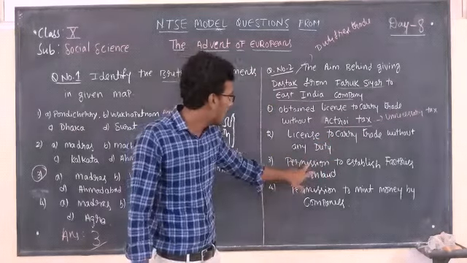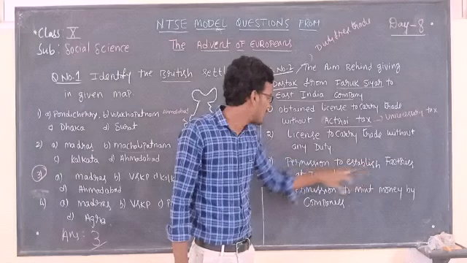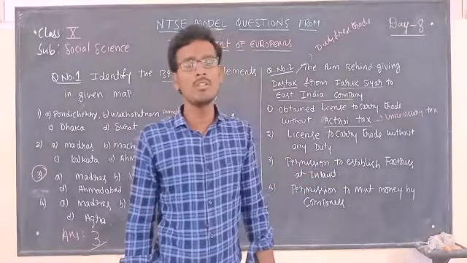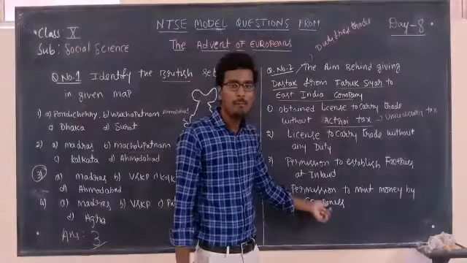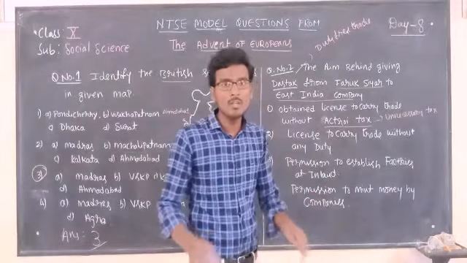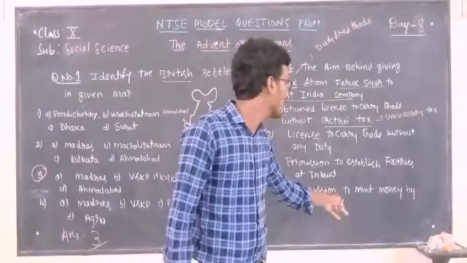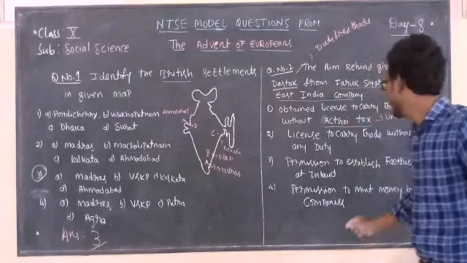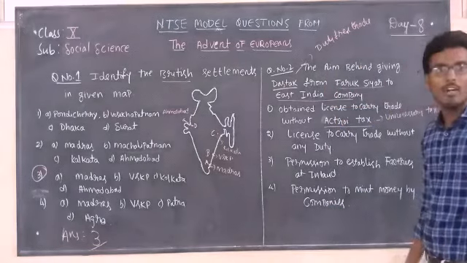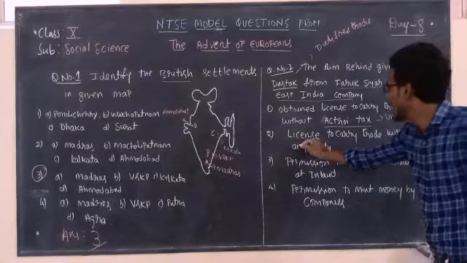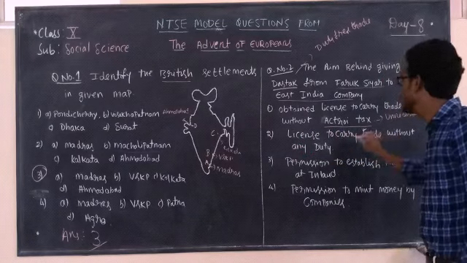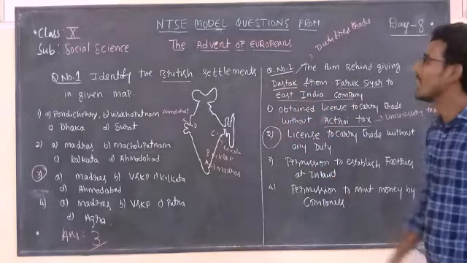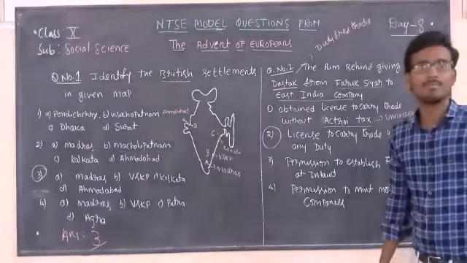After that, permission to establish factories inland, means in the land area. And after that, permission to mint. Mint means the printing of money by the companies. This is also something we did not discuss. So which is the right option according to you? The second one, license to carry trade without any duty. This is the right answer as per the definition of the word dastak.